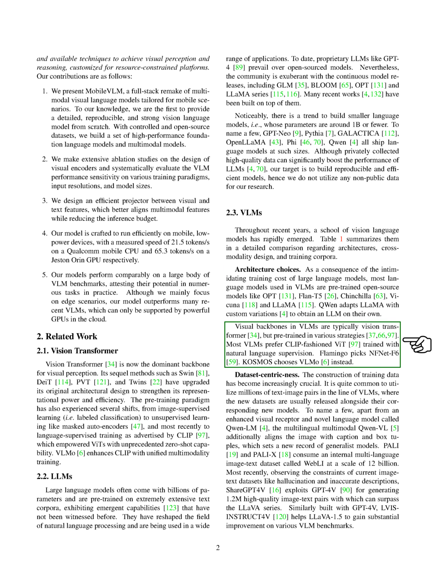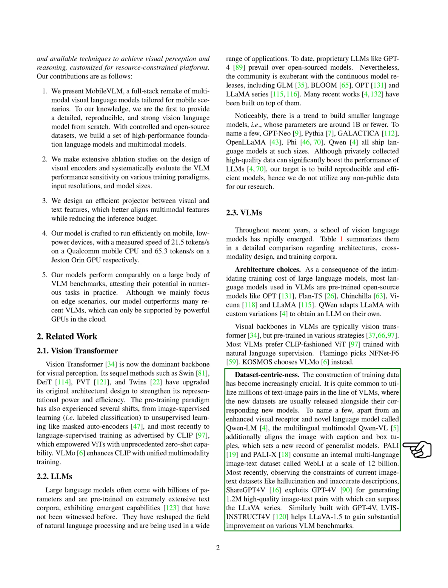The visual components of VLMs are usually vision transformers, trained in various ways. Most VLMs favor a CLIP-style ViT trained with natural language supervision. Flamingo, however, opts for NFNet-F6, while Kosmos chooses VLMo. The creation of training data is becoming increasingly important. It's common to use millions of text-image pairs in VLMs, with new datasets often released alongside their corresponding new models.